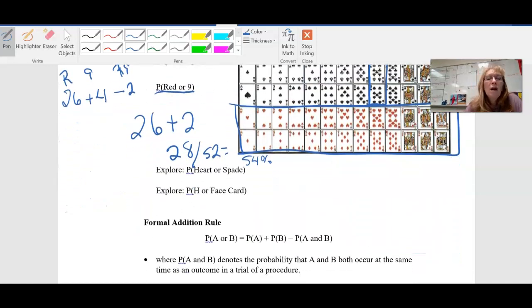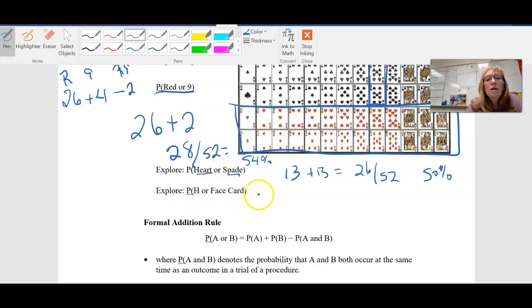All right, try yours. Heart or a spade, and then a heart or a face card. Heart or spade. Hearts and spades are completely mutually exclusive, so that's just 13 plus 13, which is 26 out of 52 cards, which gives you a 50% chance.